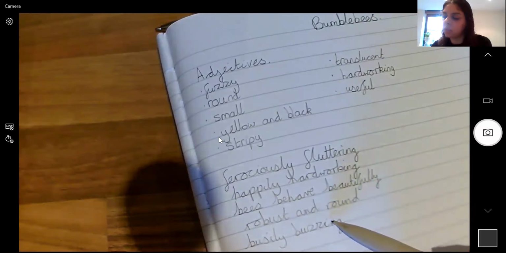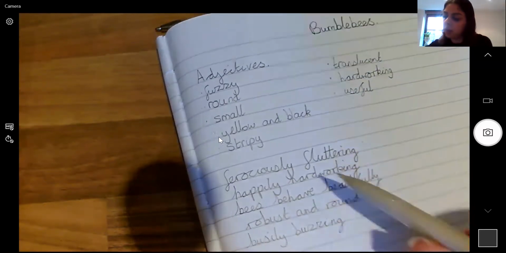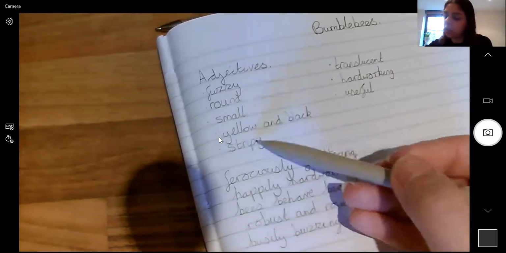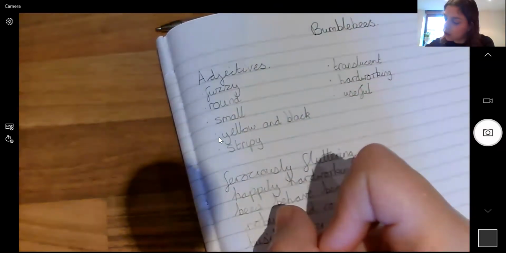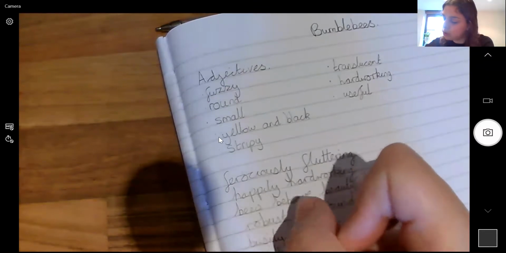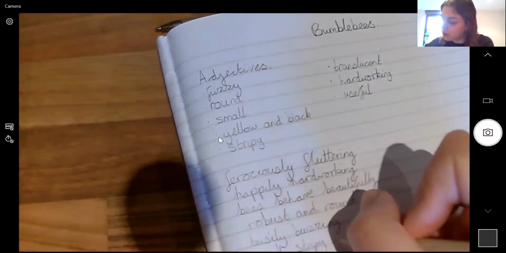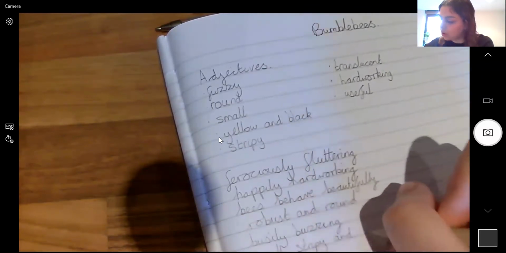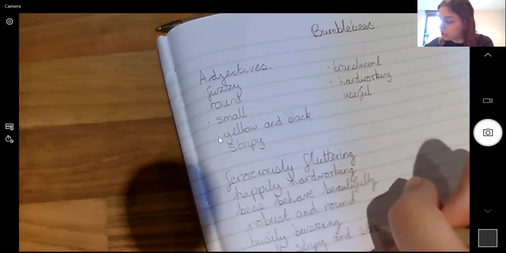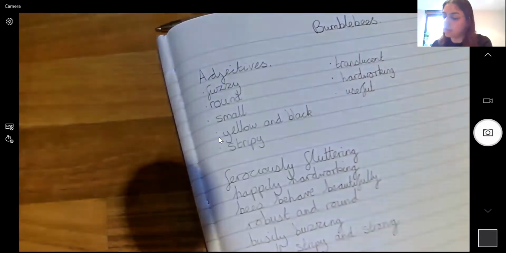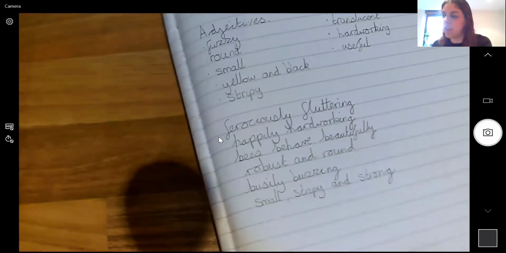I'll try and have a think of some more for us. Oh, I could definitely have stripy and small together, couldn't I? Because they both begin with an S. So I'm going to say small, stripy, and strong. Okay, so I've got some alliteration there to help me.